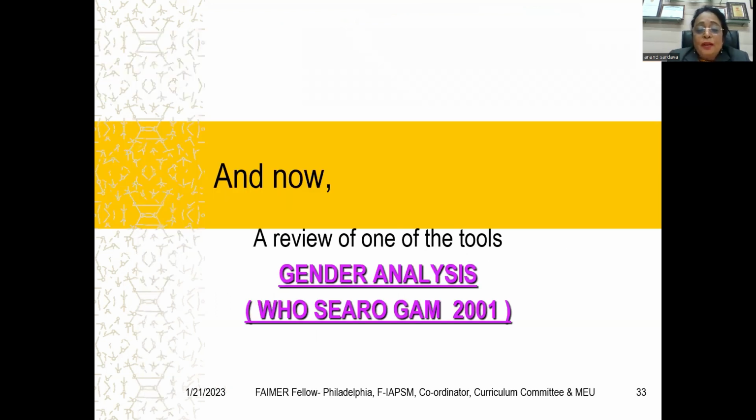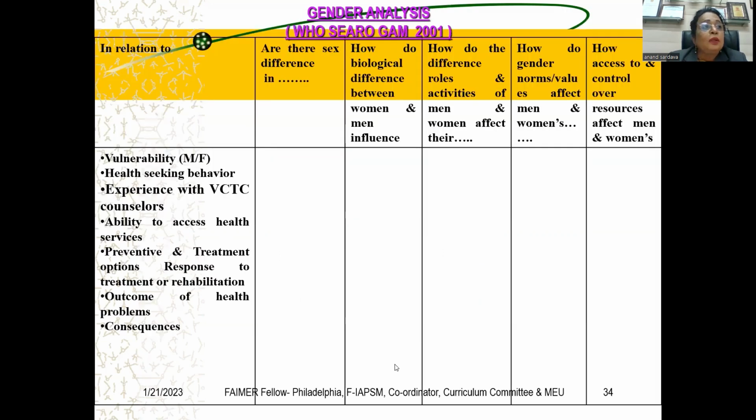And now we will review some of the tools I have listed, and we will take an example. We will review one of the tools I will be using here, the WHO CARO gender analysis tool of 2001. I have put this in the reference. You can go through the tool. Basically, this tool asks certain questions for each data in terms of vulnerability, health-seeking behavior, experience with the centers, ability to access health services, preventive and treatment options, and outcome of health.